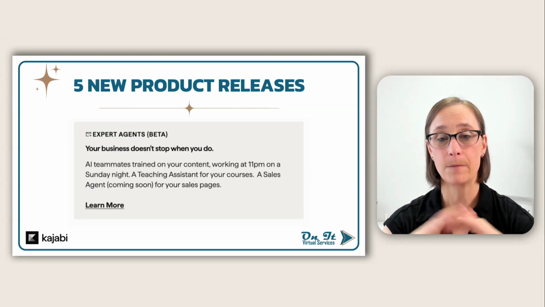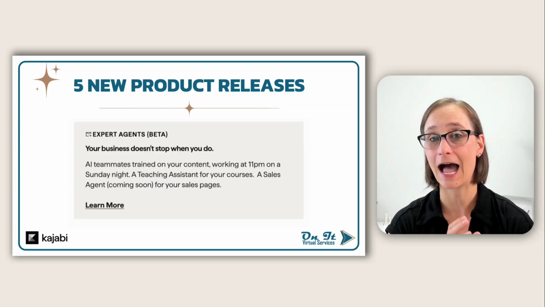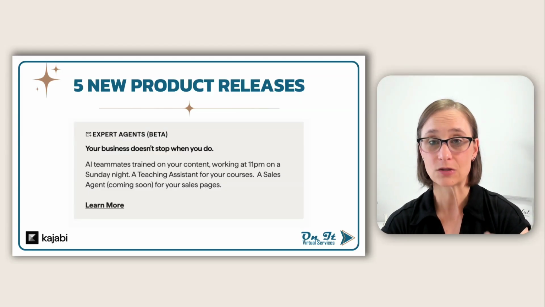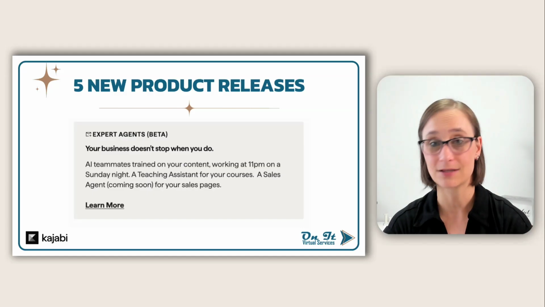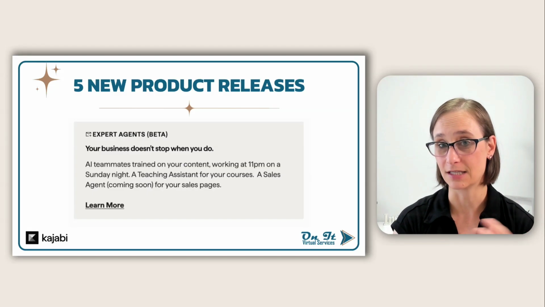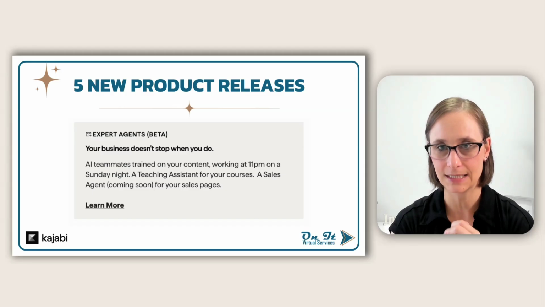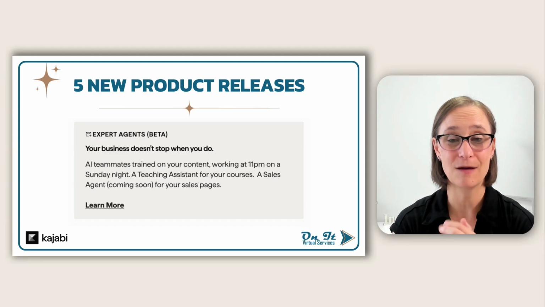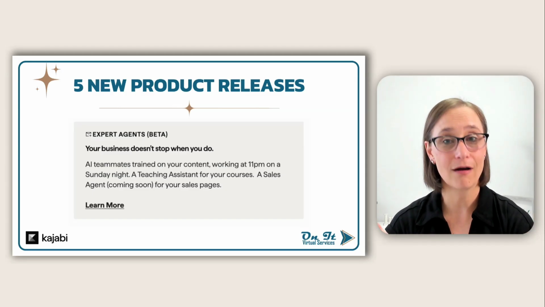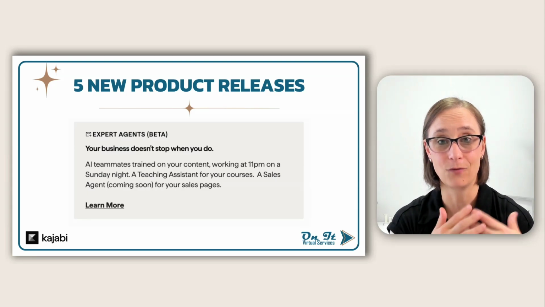They are basically getting the information from your course content. Before, we've never had anything in Kajabi that could actually read your content specifically, so read your course lessons, the transcripts of your videos, and basically learn everything that you have to teach inside your Kajabi account. Your expert agent has the ability to do that. So you can set up a teaching assistant that people can talk to when you're not there, and it's going to be able to answer questions for you.